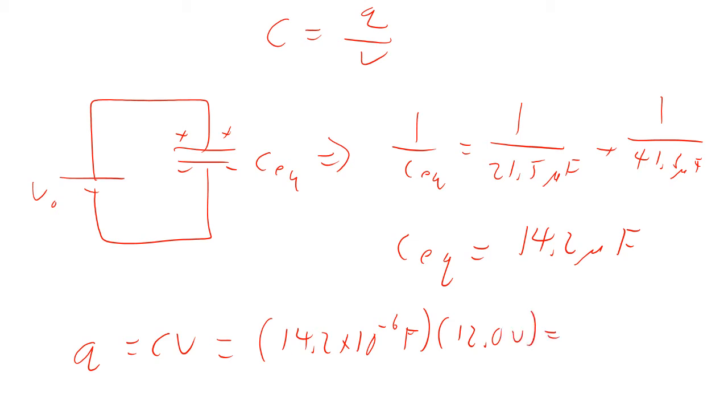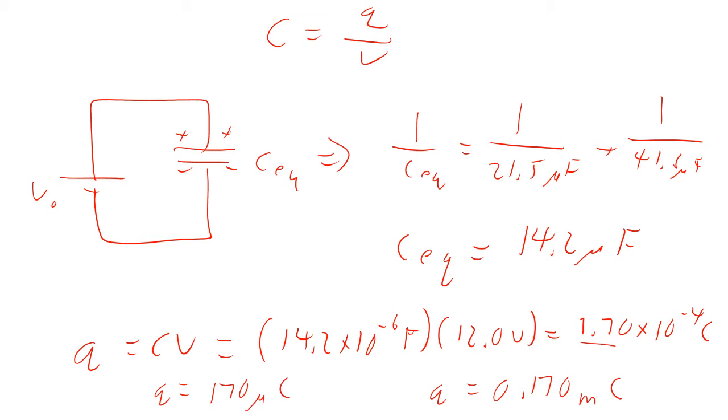And so that would give me a charge of 1.70 times 10 to the minus 4 coulombs. Or if you really wanted to write it, you could write that as 0.170 millicoulombs. I don't really care. They both say the same thing, so either one is correct. If you really don't like either one of those, you could say this is 170 microcoulombs. So all three statements are identical, and I would accept any of those three on a test, because I don't really care. It all says the same thing.